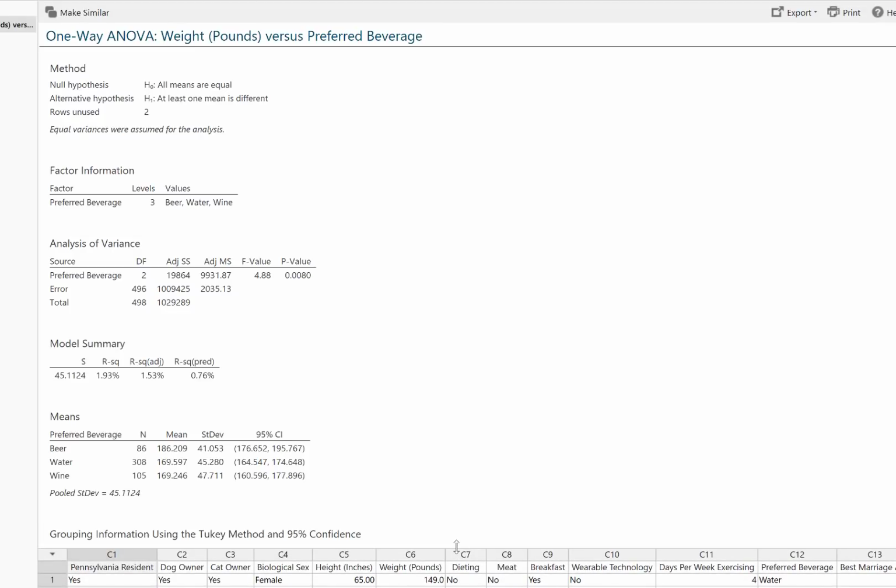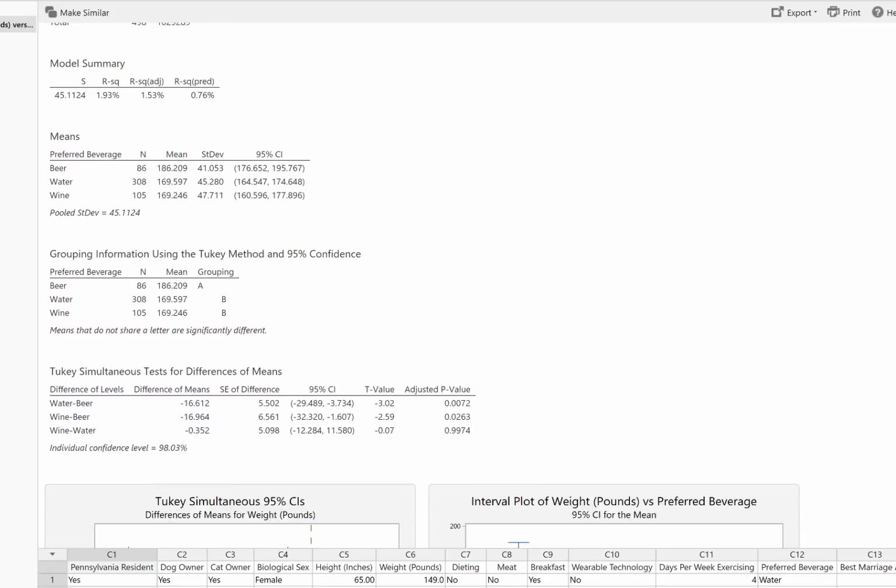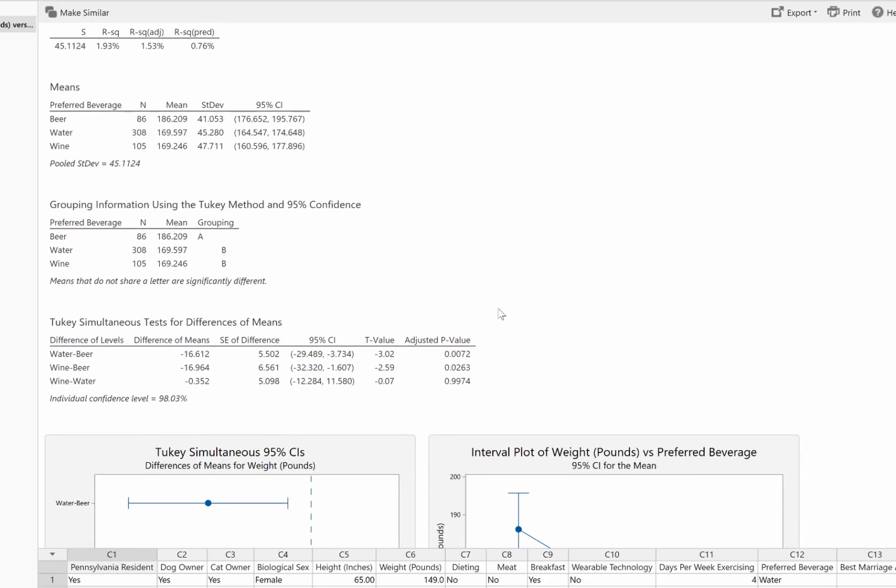lot of output. The table labeled Analysis of Variance is our ANOVA source table. When we conduct our hypothesis test, this is where we'll get the F test statistic and the p-value. The means table gives us the descriptive statistics. We'll use this to check that each group's sample size is at least 30 and that the standard deviations are similar. If we scroll down, we have two different tables for Tukey's pairwise comparisons.